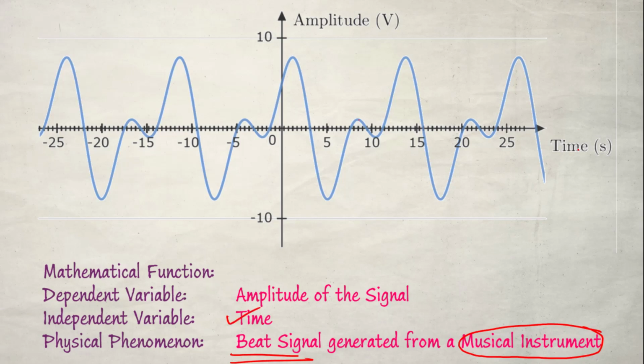Time is the independent variable which is marked on the x-axis, and what is the dependent variable? Amplitude of the signal is the dependent variable, which is marked on the y-axis like this, right? And what is the mathematical function here? Yes, here we have a mathematical function.